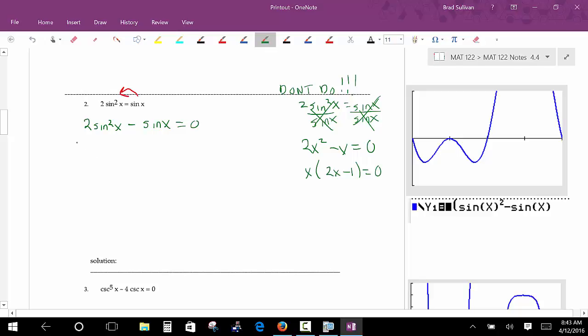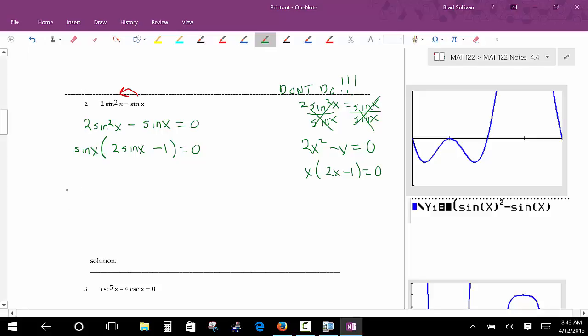Your common factor is a sine, so you take sine x out. Then in the parentheses would be 2 sine x minus 1 equals 0. Distribute that in your head to check that it works out. So what do you do once you factor it? You set each individual factor to 0, and then you solve it.